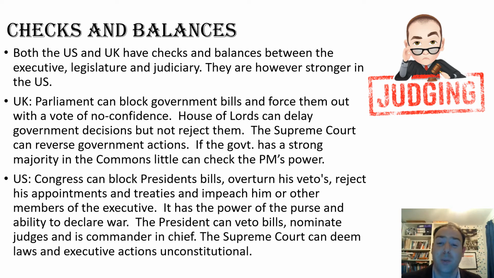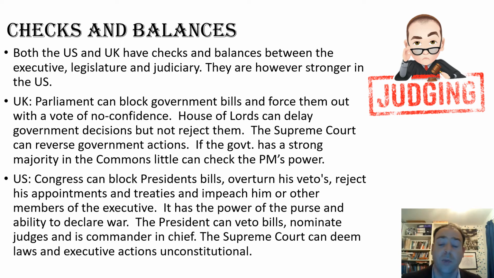Congress has the power of the purse, which means it controls all the money. It has the ability to declare war, and only Congress has the ability to declare war. And then the president has checks on Congress. He can veto their bills. The president has the power to nominate judges, and we've seen that with Trump and 3 appointments to the Supreme Court, changing very much the nature of the Supreme Court. The president is the commander-in-chief, and we've seen Trump even as a lame duck calling troops back to the US.